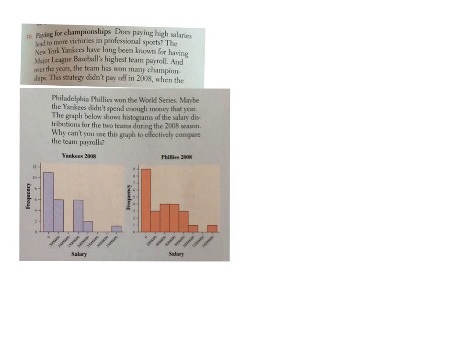Why can't you use this graph to effectively compare the team payrolls? Okay, here's the deal. Look here and look here. That's really all it is. Because the x-axes are so different, I can't really compare these very well. It wouldn't be fair to compare these because the x-axes are completely different.